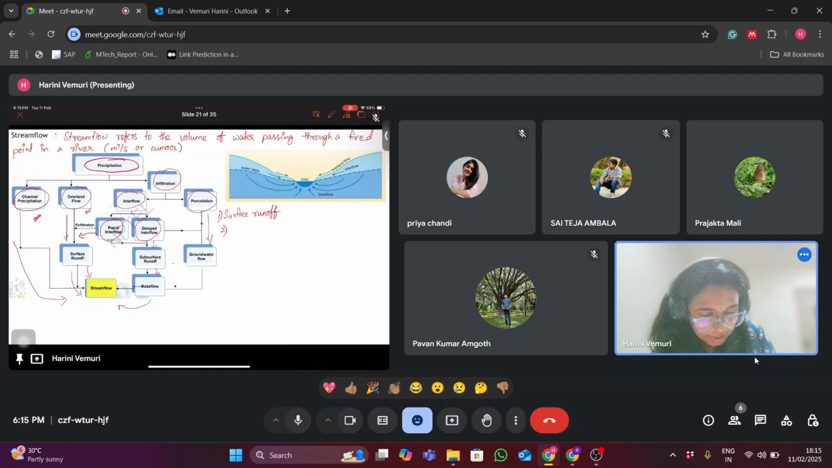Then we have base flow. This is the constant rate of flow that comes from the subsurface or groundwater flow. The constant rate of flow that comes from either subsurface runoff or groundwater into the streams is called base flow.